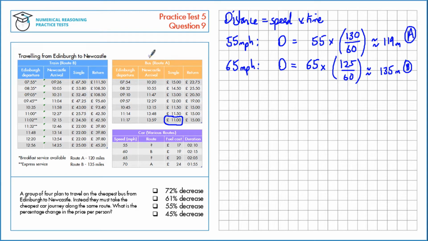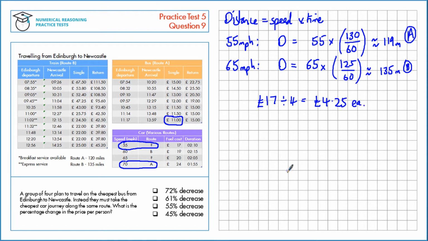So we know the bus takes route A, so we need to think about, is it either this car journey we should take, or this car journey, the 55 miles per hour one. So they both take route A, and this one is cheaper in fuel cost. So we want the cheapest route, like in the same way as we use the cheapest bus. So we can split this £17 between the 4 people to get the cost per person. That's £4.25 each.